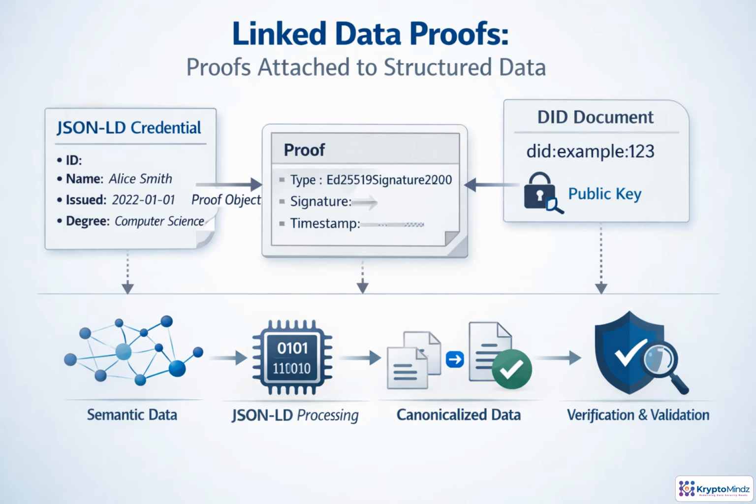With linked data proofs, the credential remains JSON-LD, and the signature information is added in a proof field. That proof names the signature suite, includes the signature value, and points to a verification method, often a DID URL. The verifier resolves the DID document to find the public key. Before the signature is checked, the JSON-LD is canonicalized, so equivalent structured data produces the same stable bytes for verification.